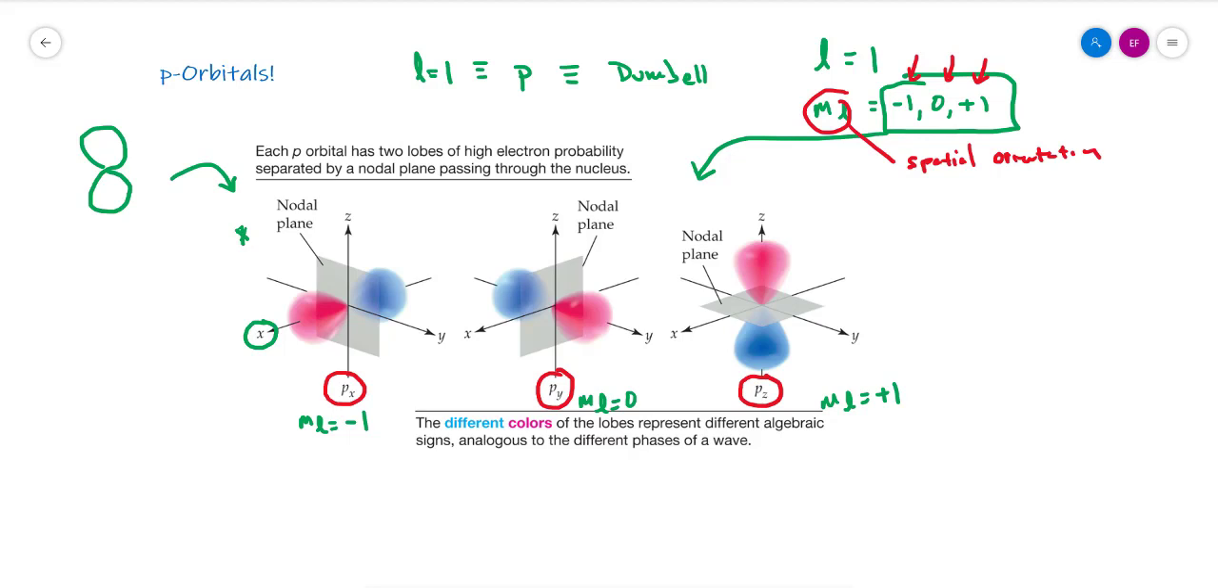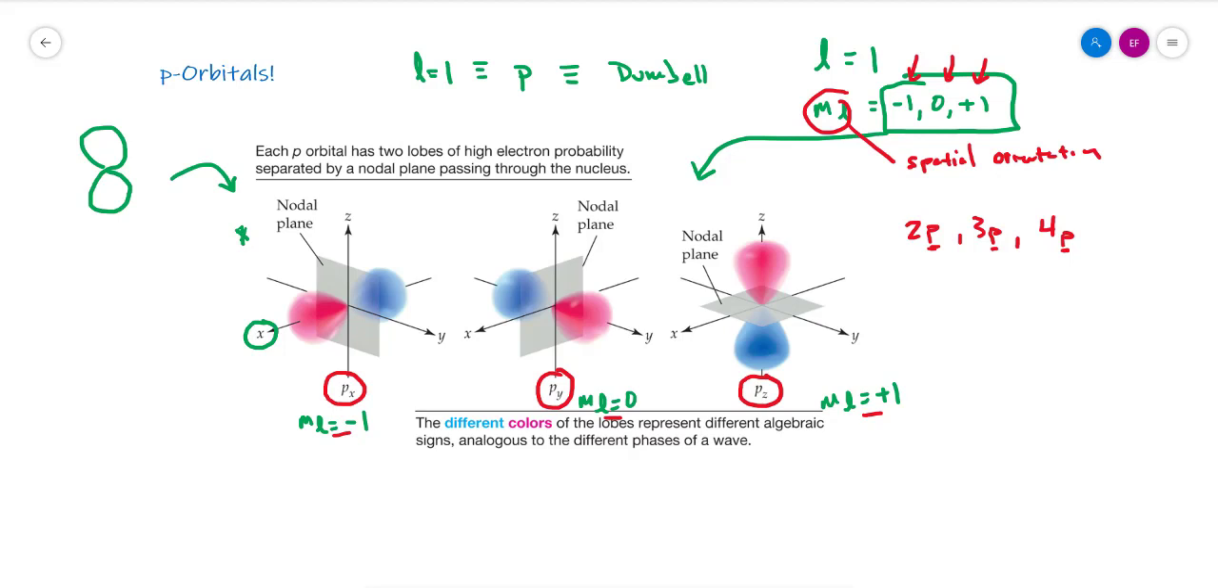And this is going to be the case whether or not we have a 2p set of orbitals, a 3p set, or a 4p set. The p, again, just denotes the shape. It just says it's a dumbbell. The number in front of it just tells us the size and the energy, but it's the magnetic quantum number that's attached to it that will tell us the specific orientation.